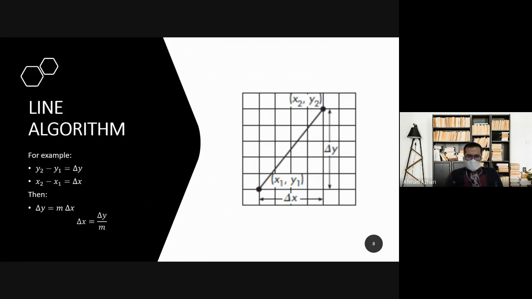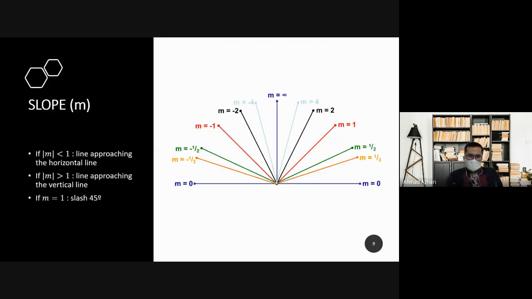So what is the function of the gradient? As you can see after this, you can use m as the slope.